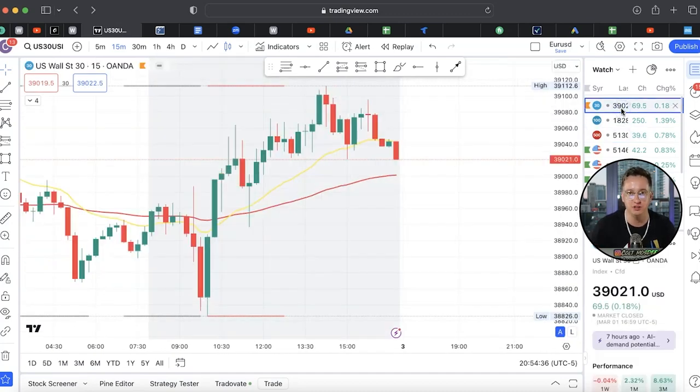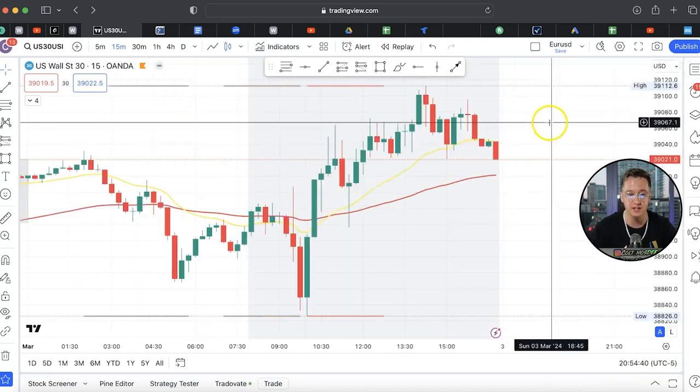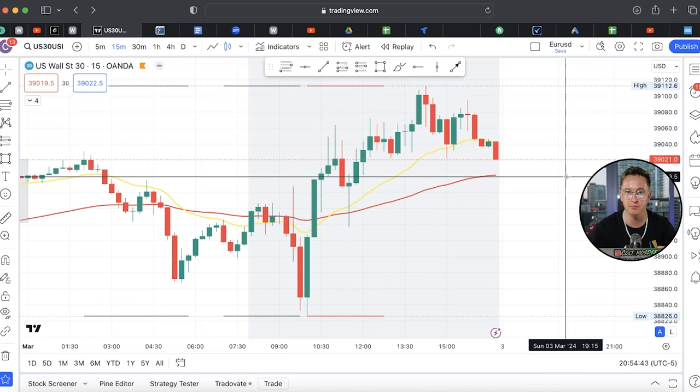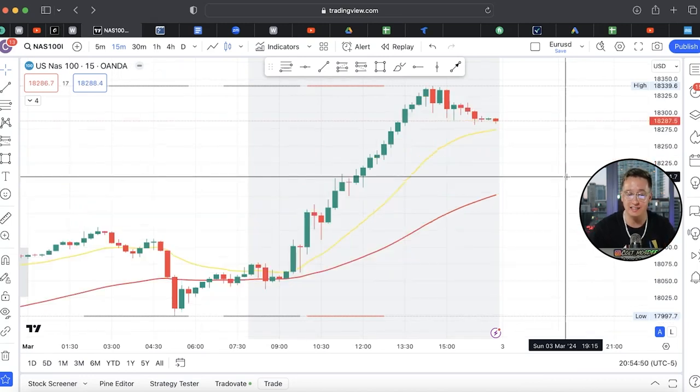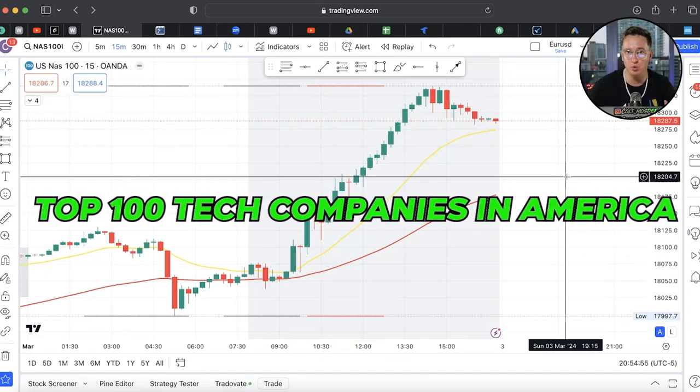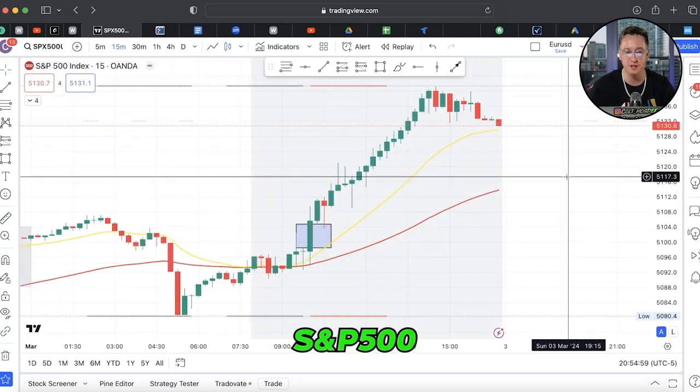Now I have all of them right here on my watch list, and let me explain which of these you should be focused on, from the most volatile to the least volatile. US 30 consists of the top 30 companies in America. It is an index. Secondly, we have the NASDAQ, NAS 100. This consists of the top 100 tech companies in America. And then we have the S&P 500, my personal favorite, that consists of the top 500 companies in America.